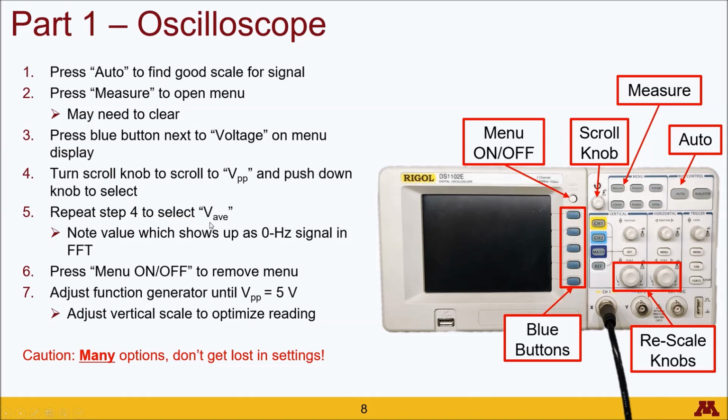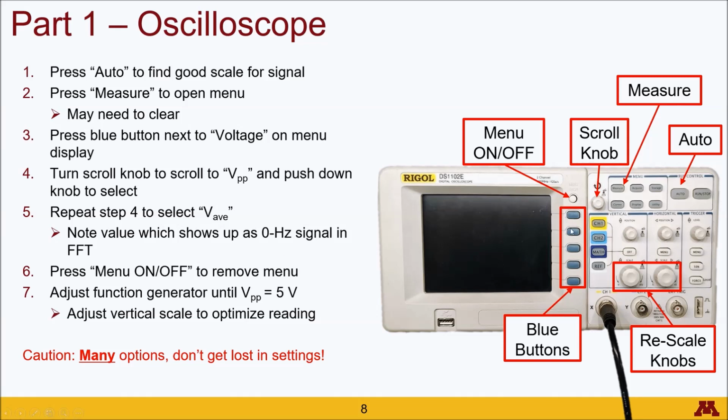A quick note about this is that you'll be measuring the average voltage because it won't be exactly 0. There will always be a little bit of an offset, and you want to note what that offset is, because when you convert over to an FFT or a DFT, this DC offset comes as a 0 hertz signal.